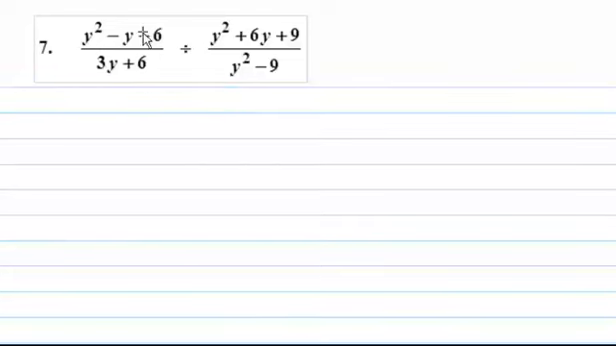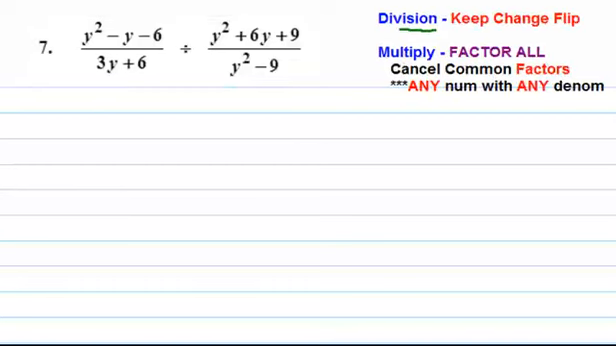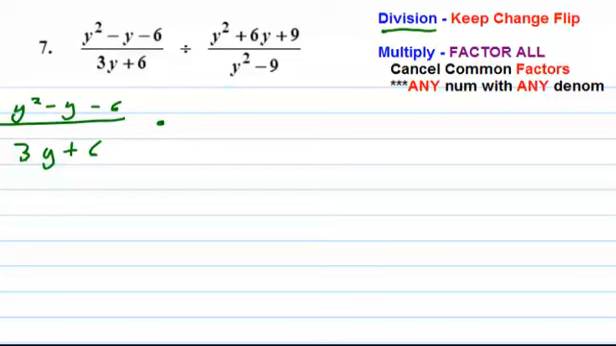In this problem, we are asked to divide, so we have to think, what do we do first? Well, when dealing with division, first we keep, change, flip, so we change it to a multiplication problem, and then we factor all. So we're going to keep the first one, change division to multiplication, and flip the second one.